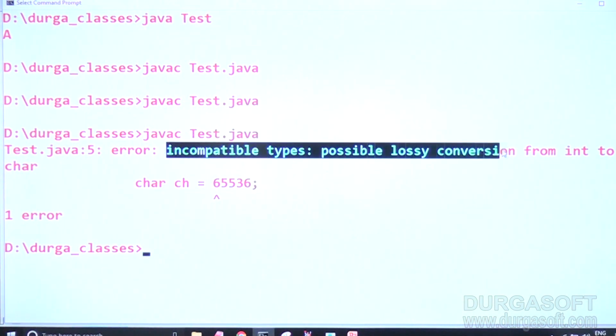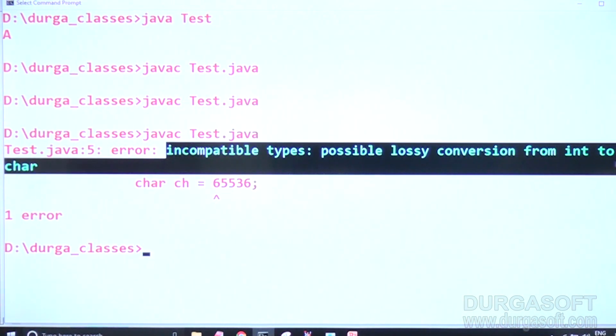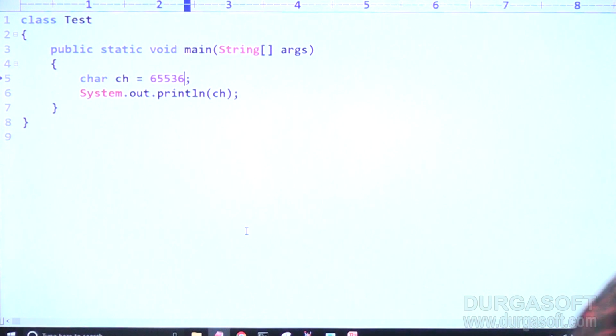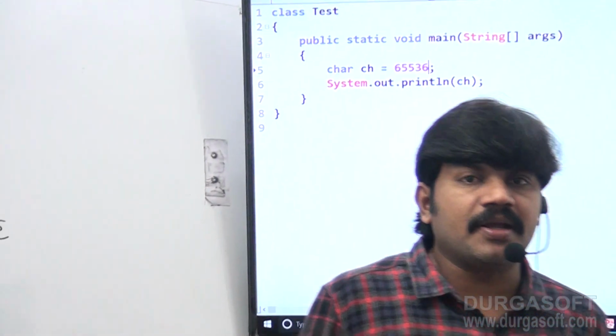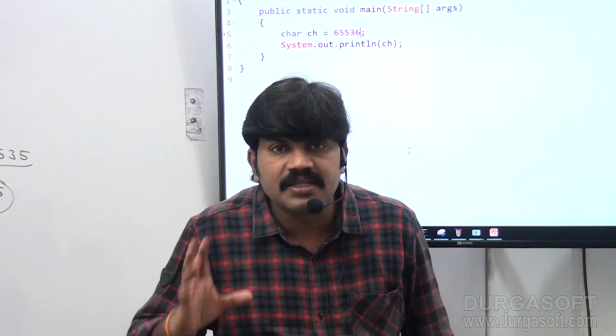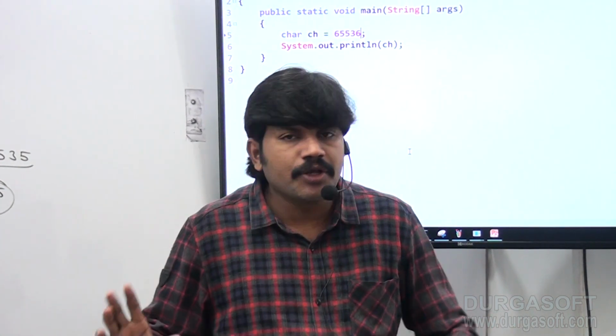Incompatible types: possible lossy conversion from int to char. We are going to get the error. Is it clear for all of you? Sir, that's all. This is how you can represent a char literal. A char literal can be represented as an integral literal, which represents a Unicode value.